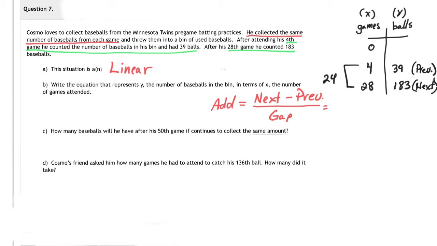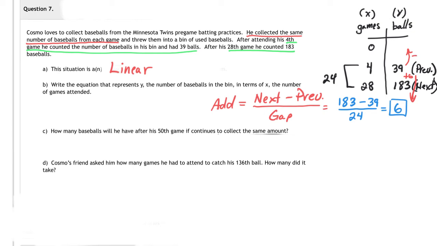Then what we do next is we take the information and we write it out like this: 183 minus 39 divided by 24. And the answer comes out to 6. That tells us that he's adding 6 baseballs for every game that he attends. So if he keeps adding baseballs going down the table, so they go plus 6 going down, then I need to make sure I'm subtracting 6 going up to find out the zero term.